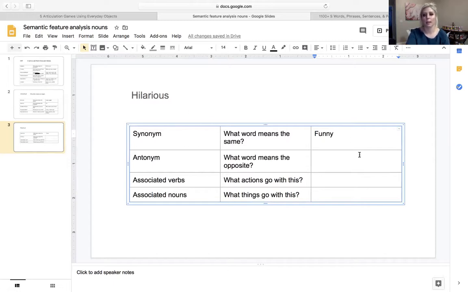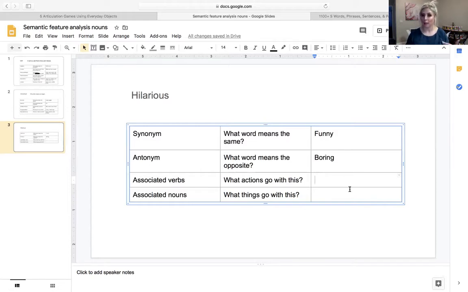So let's see. Hilarious, funny. What's the opposite of that? I would say boring. Associated verbs. What actions go with this? So what are some things that are funny? So you could just, or sorry, hilarious. So you could just pose the question, what's hilarious? Tell me something that's hilarious.